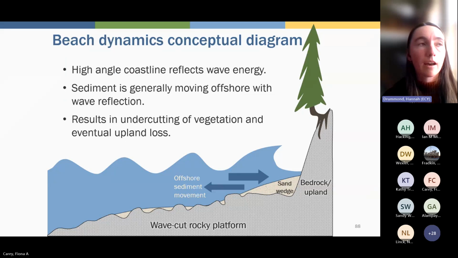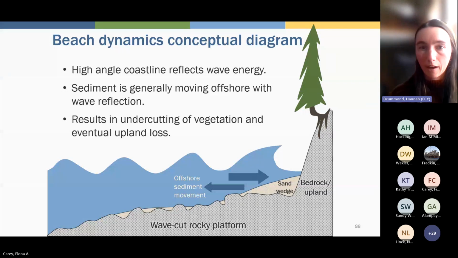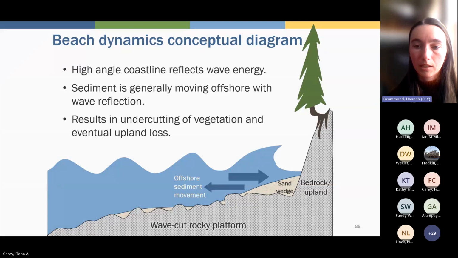So these photos, along with the rates, helped us to build our conceptual diagram of what we think is going on here. Basically, this is a high angle coastline. There are a lot of rocky bedrock areas. There are scarps. And so as waves come in with high energy, they get reflected off of that high angle coastline, and then they bring sediment offshore with them as they're moving out. Next slide, please.